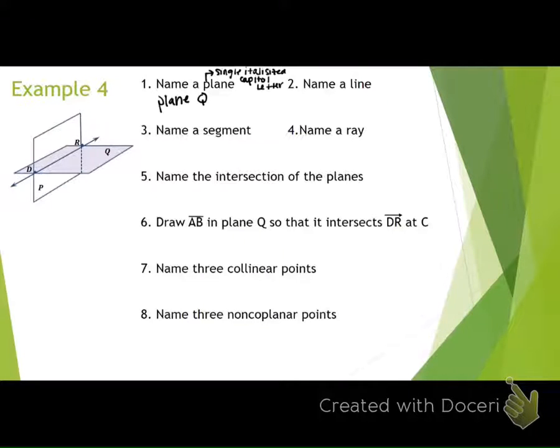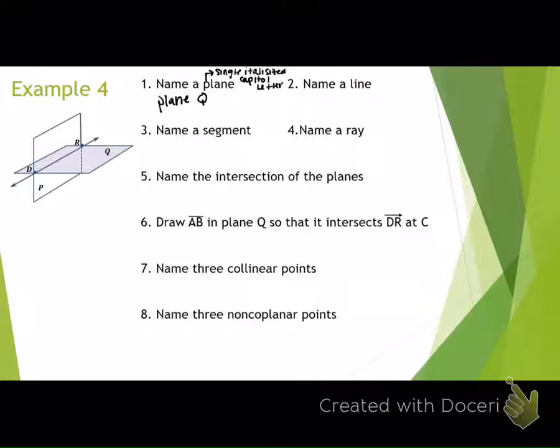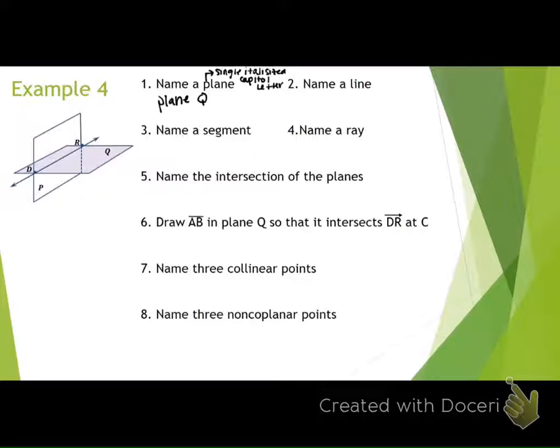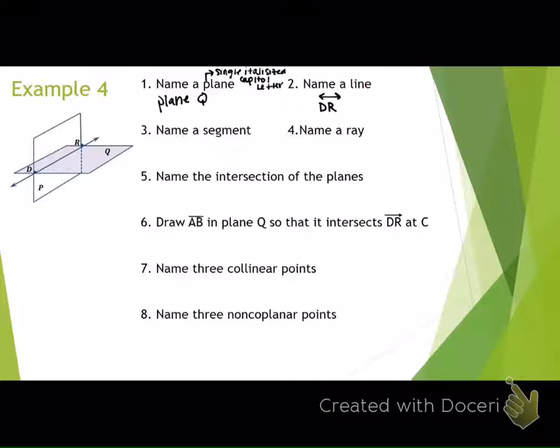Okay, give me a line. Dylan, give me a line. Line DR. Yeah, line DR. And I'm going to just put the little line head on top of it. So remember, when it's a line, you have to have arrows in both directions.